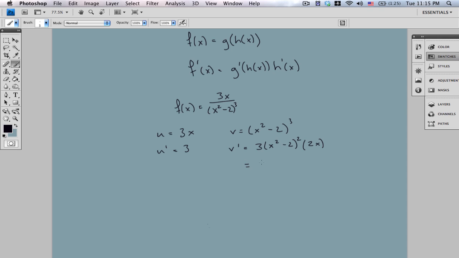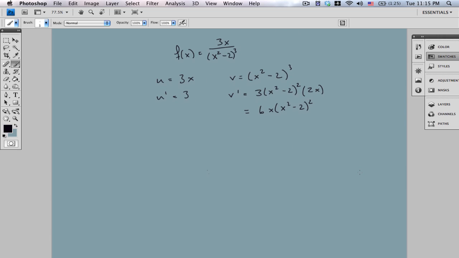Okay, I'll simplify this just a little bit more since we're plugging in, and it'll be easier to look at that way. Just bring this 2x to the front, and I've got 6x times (x squared minus 2) squared. Okay, now let's plug everything in to the quotient rule.